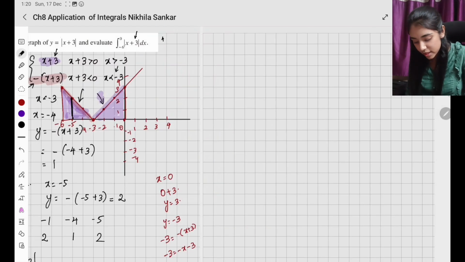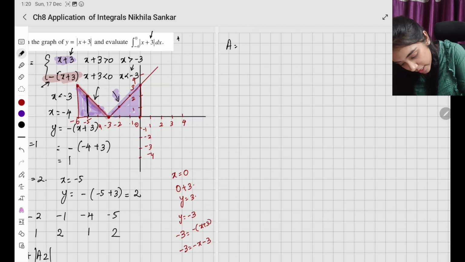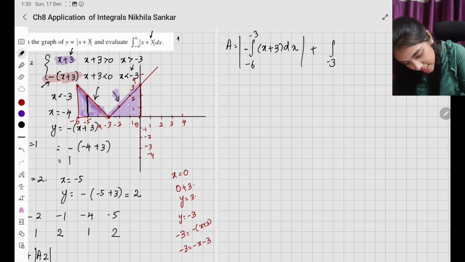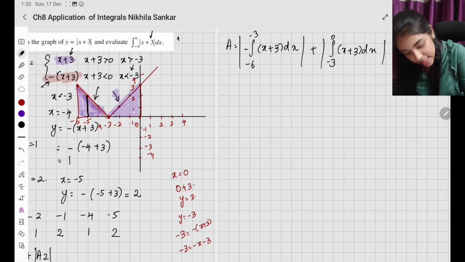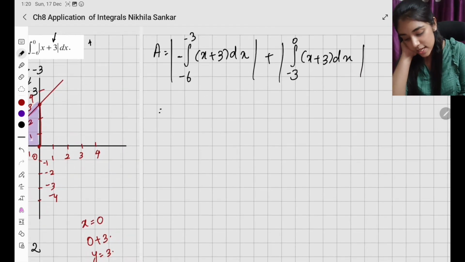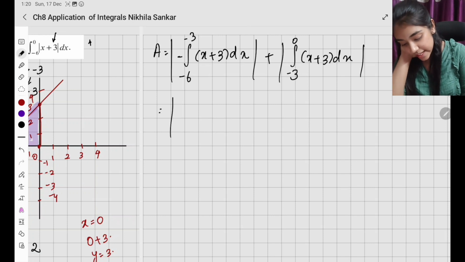So how does my integral look now? I'll write it again here. So I have area equals integral minus 6 to minus 3, the minus comes out, x plus 3 times dx inside absolute value, plus minus 3 to 0 x plus 3 times dx inside absolute value. When I start solving this, inside the mod there is a negative sign, so negative becomes positive. Okay. So let that be there.